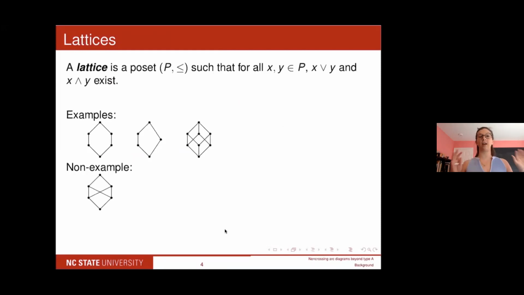Also, a brief definition of a lattice in case it's been a minute. So a lattice is a poset where we have meets and joins for any pair of elements. We've got 3 examples of lattices and then one example of a poset that's not a lattice, because these 2 atoms on the bottom are covered by both of the co-atoms. And so we've lost the uniqueness of what it means to be a meet or a join.